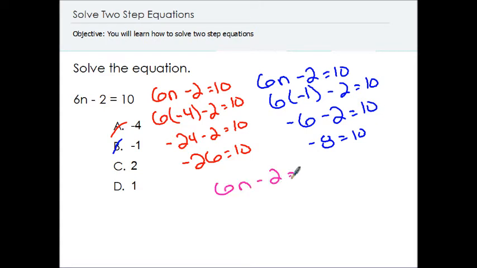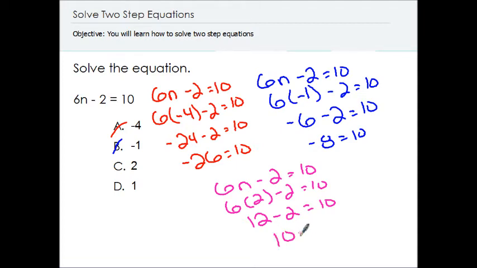6n minus 2 equals 10. We're going to plug in that 2, so 6 times 2 minus 2 equals 10. So 6 times 2 is 12, minus 2 equals 10. 12 minus 2 is 10. 10 does equal 10, so you know that one is correct.